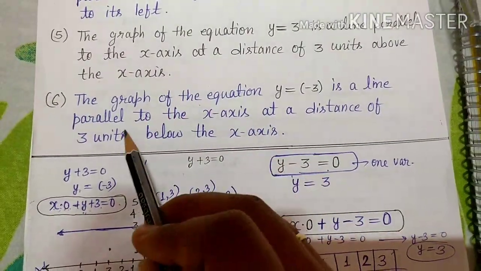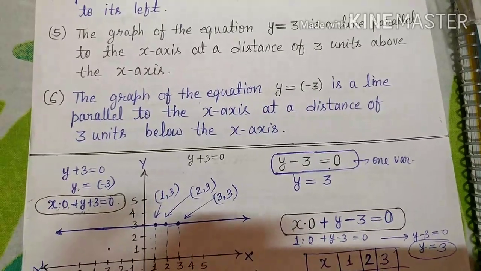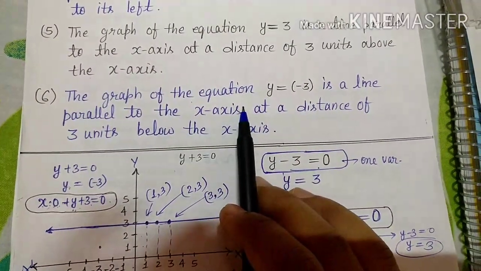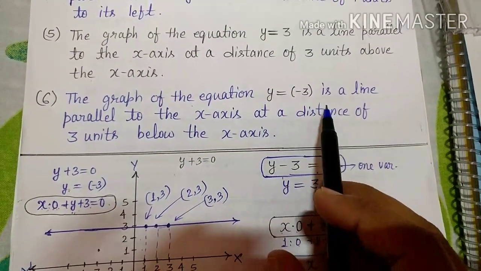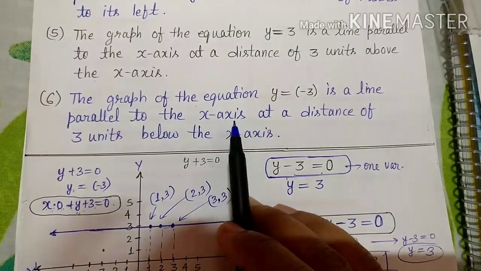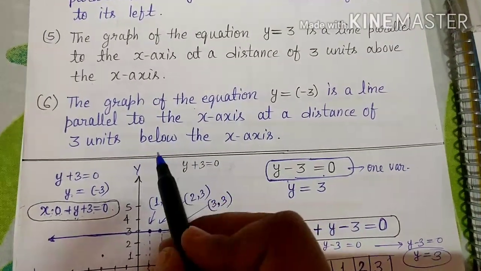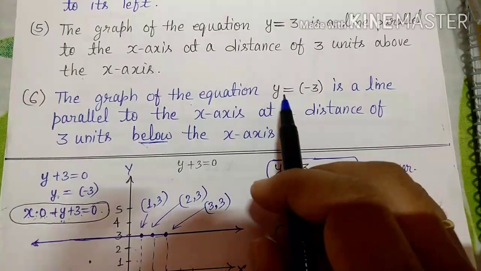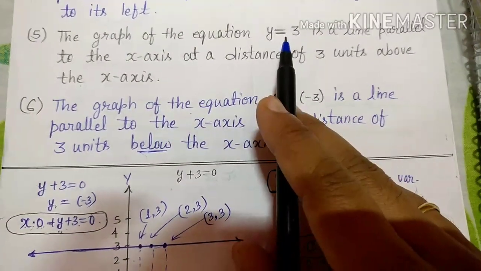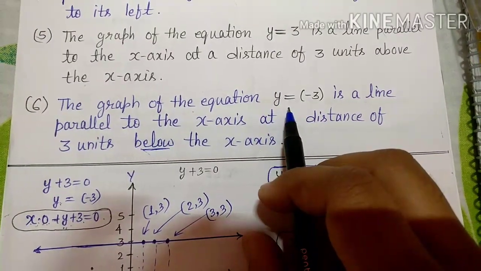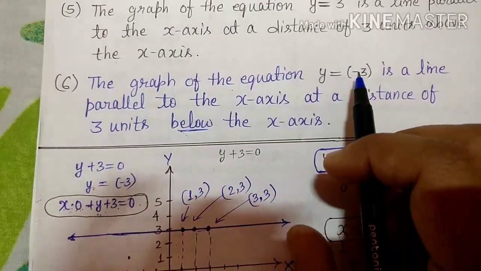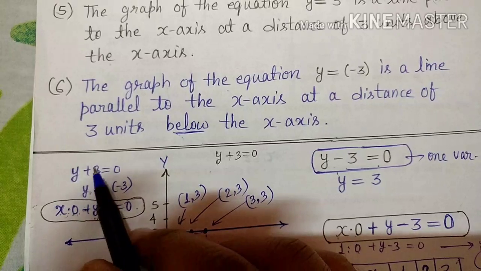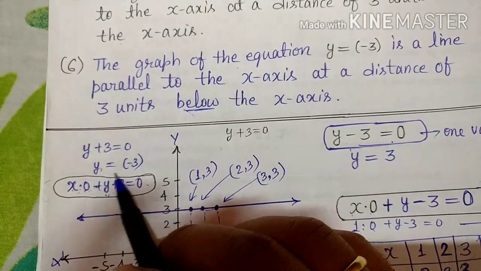Okay, now come to the sixth point. What does the sixth point say? That the graph of the equation y equals minus 3 is a line parallel to the x-axis at a distance of 3 units below the x-axis. Now what is the point here? y is minus 3. Earlier y was plus 3, now they are saying y should be minus 3. So we can write y plus 3 equal to 0. When we move this 3 to this side, it becomes minus 3 only.